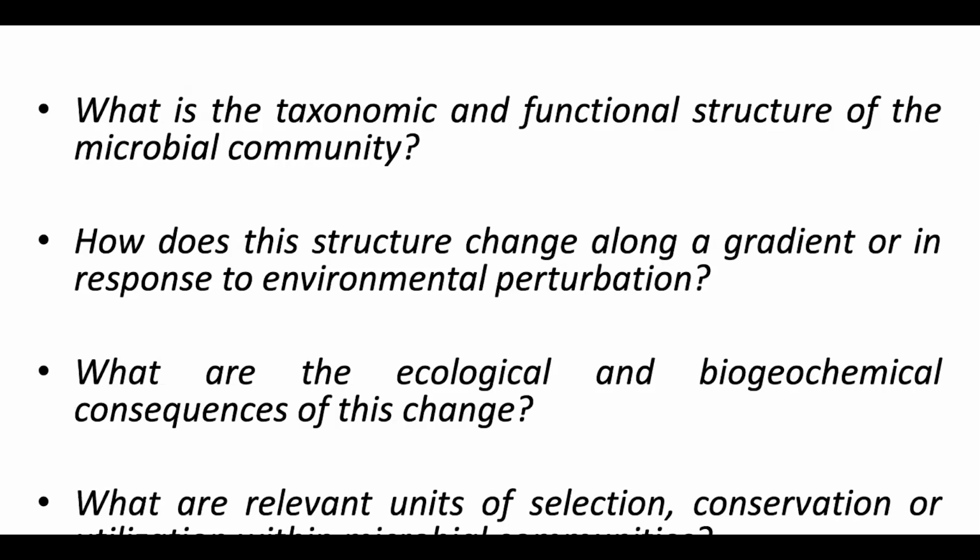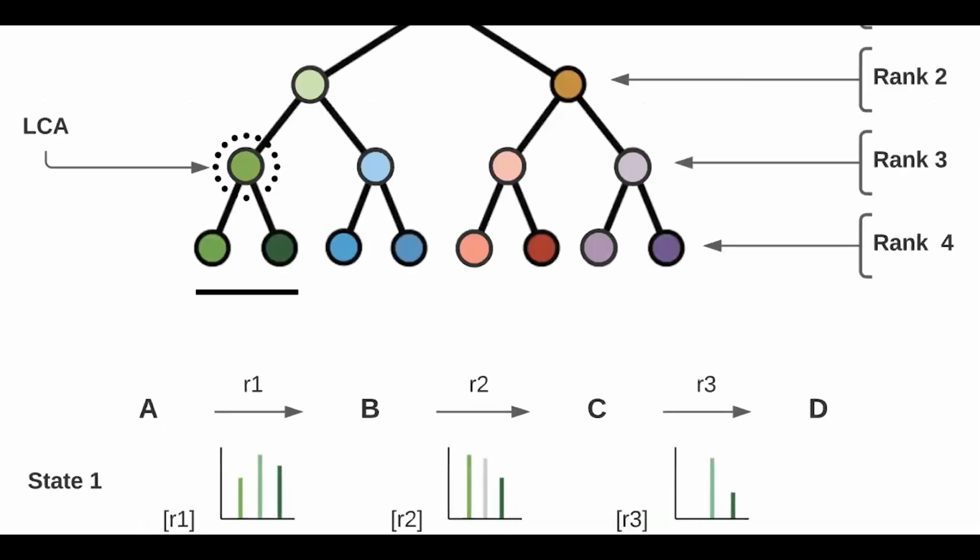How does this structure change along a gradient or in response to perturbation? And again, we can do that to a certain extent using the 16S methods. What are the ecological and biogeochemical consequences of this change? And finally, what are the relevant units of selection, conservation, and I argue increasingly utilization within microbial communities? So how can we harness what we're learning about structure and function, that potentiality, with actual use, whether it's through some kind of augmentation in the environment or directed biological engineering?